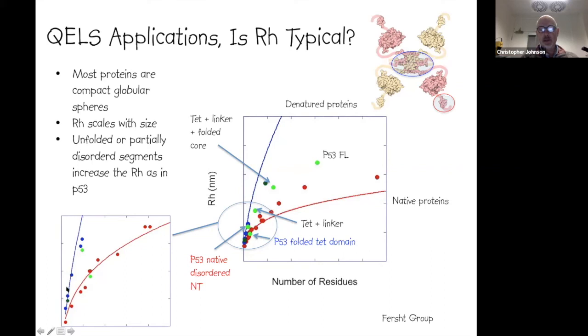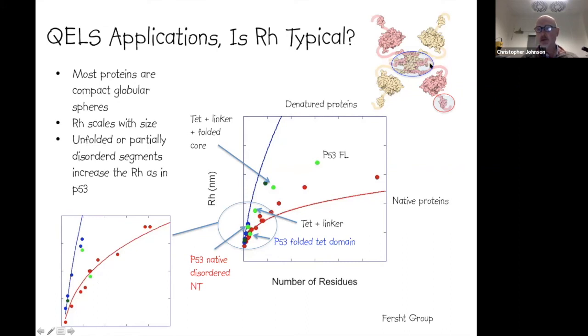And you can see here where we've managed to measure some proteins which are denatured, they also lie very closely on the line. So when we measure proteins of interest, we can have a look and just see, well, is this the hydrodynamic radius that we expect for a globular protein?